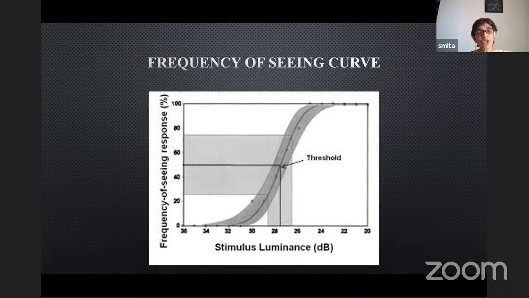So when the definition of threshold was redefined, keeping this fluctuation in mind, it became that stimulus luminance which is seen 50% of the time. And then when it is charted on a graph, it gives you the frequency of seeing curve. And this frequency of seeing curve gives you a more working or operational definition of sensitivity.